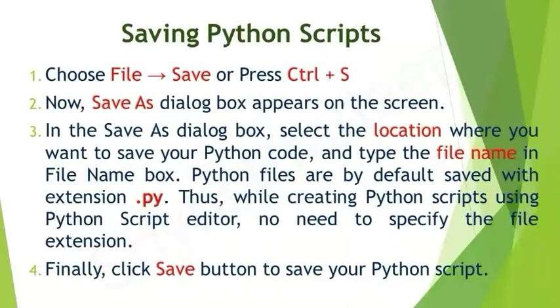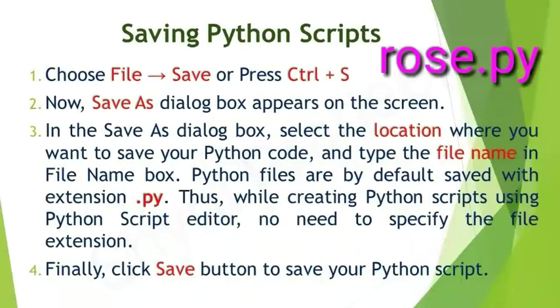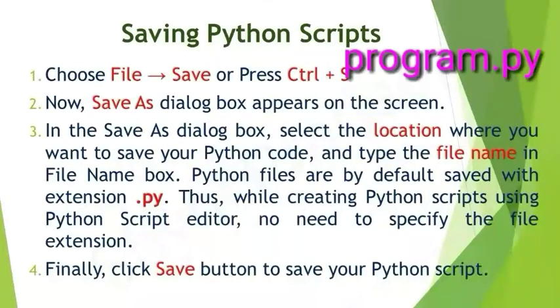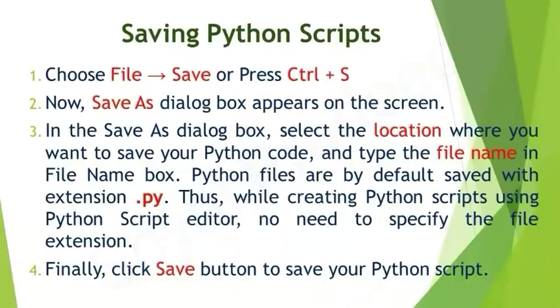If you are giving your file name as rows, write rows and don't forget to give the extension .py. If you are giving the file name program, give the extension .py. Don't forget to give the file extension. This file extension describes which type of file that is. This is a Python program, so you are giving the .py extension.